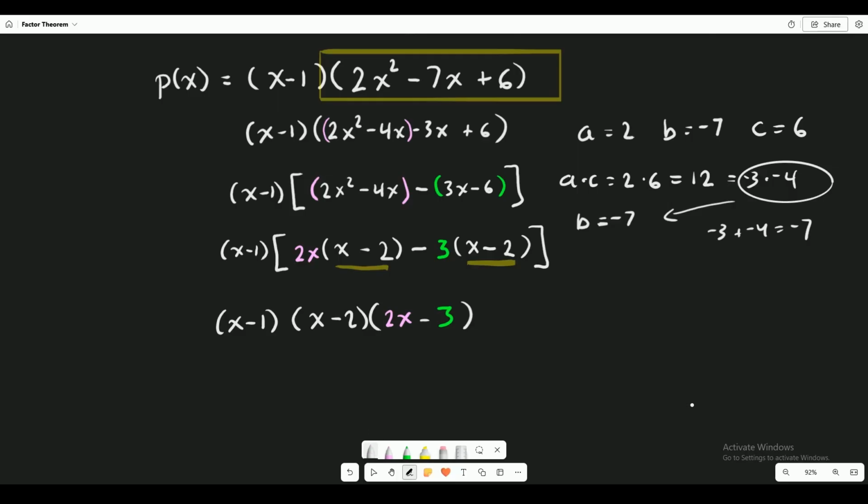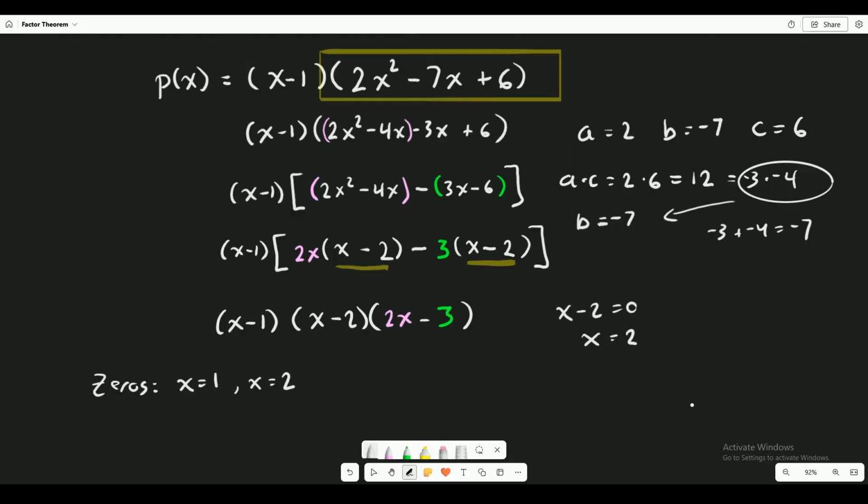So our zeros. We were given one, so x minus 1 is a zero. And now to find the remaining zeros, I set these equal to 0. x minus 2 is equal to 0, x is equal to 2. So another zero is x equal to 2.